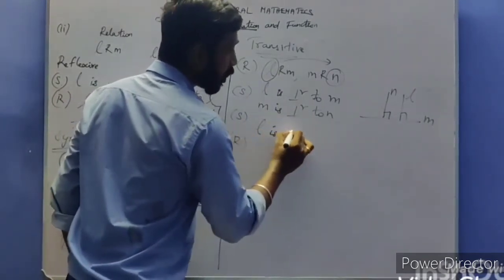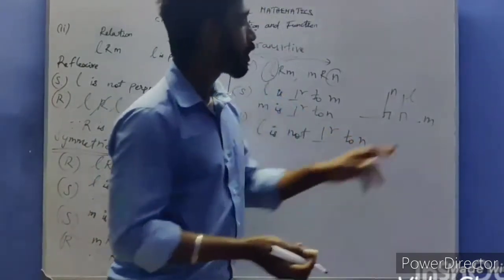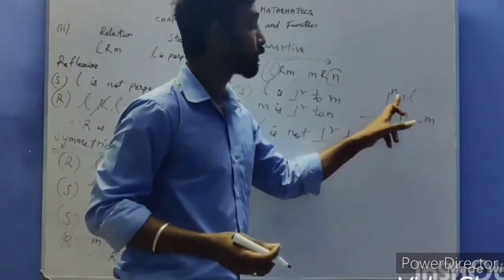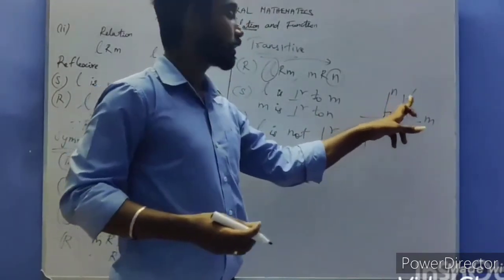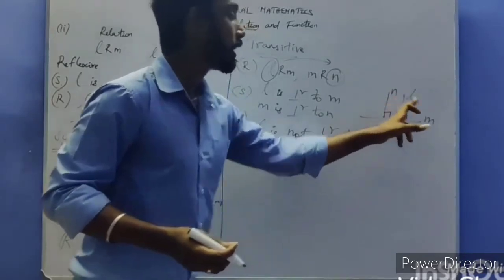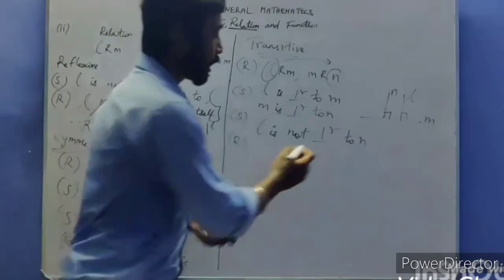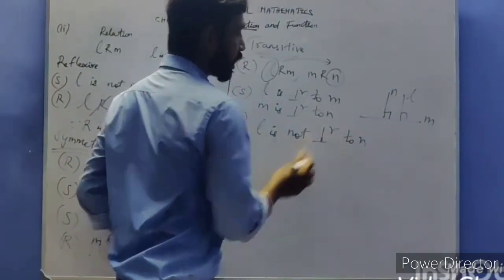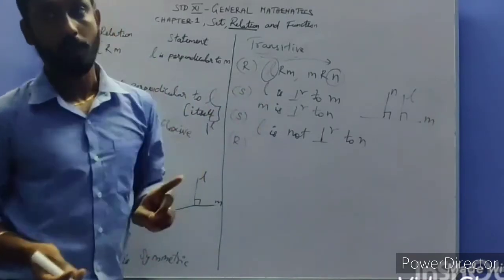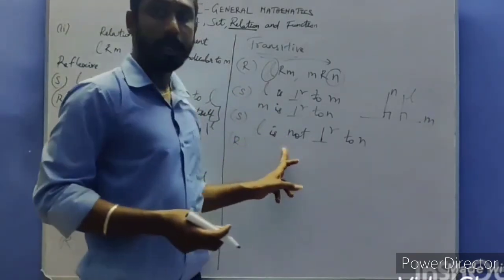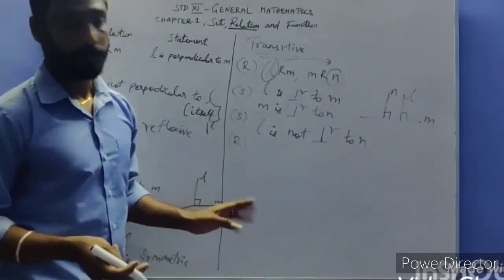L is not perpendicular to N, because L and M look parallel. It is not perpendicular, it is indeed parallel. L and M are parallel, and L is not perpendicular to N. So if one statement is wrong, it is not related, and the answer will be that it is not transitive.